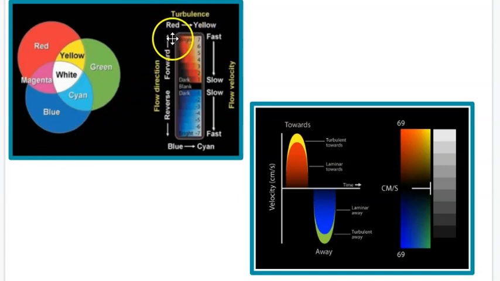And we can see what turbulence flow represents here, red to yellow, and we have this turbulent flow here, and we have a blue to cyan here, where the blueness is representing turbulent color. And that's basically what the machine does.